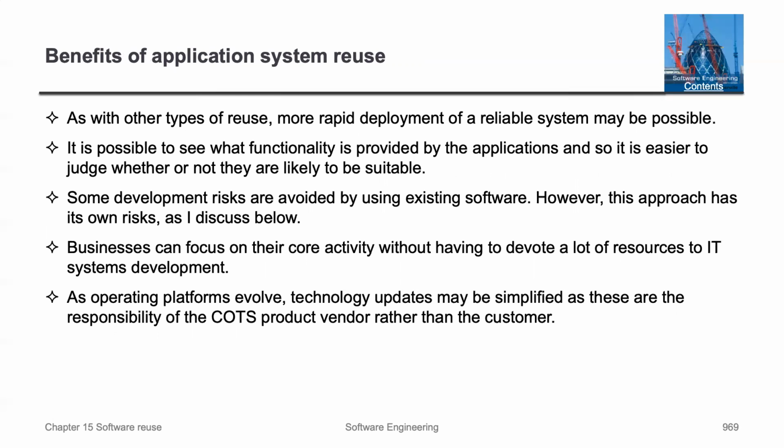So what are the benefits of application system reuse? As with other types of reuse, more rapid deployment of reliable systems can be a possibility. It's possible to see what functionality is provided by the application, and so it is easier to judge whether or not they are likely to be suitable. Some development risks are avoided by using existing software. However, this approach has its own risk, as will be discussed. Businesses can focus on their core activities without having to devote a lot of resources to IT system development. And as operating platforms evolve, technology updates may be simplified, as these are the responsibility of the COTS product vendors rather than the customer.